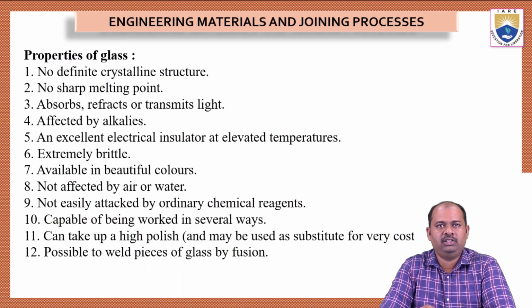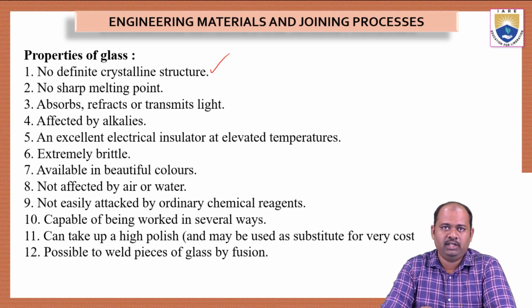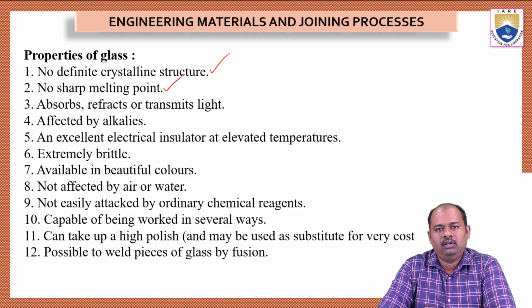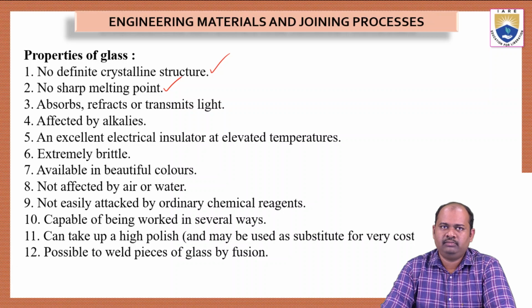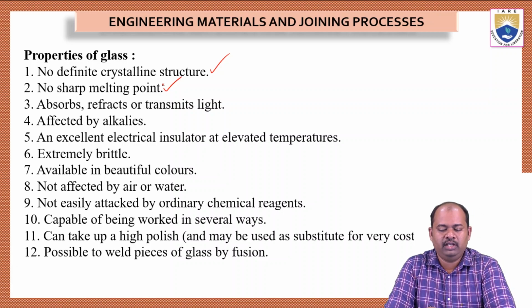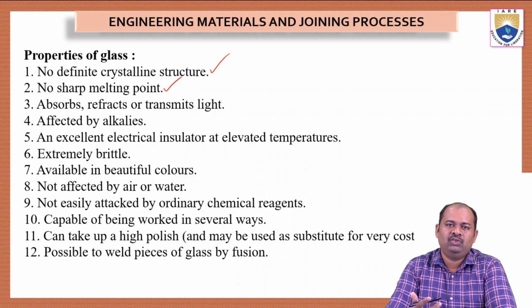So let us see some properties of glass. No definite crystalline structure is there. This is the first property of glass. Another property is that no sharp melting point is there. When there is no crystalline structure, it will not have any proper form, so we can convert it into the required shape. Because of this, there is no sharp melting point. It can melt at any temperature, depending on the purpose, like depending on a particular testing. Every type of glass has to be tested in order to find its melting point temperature.